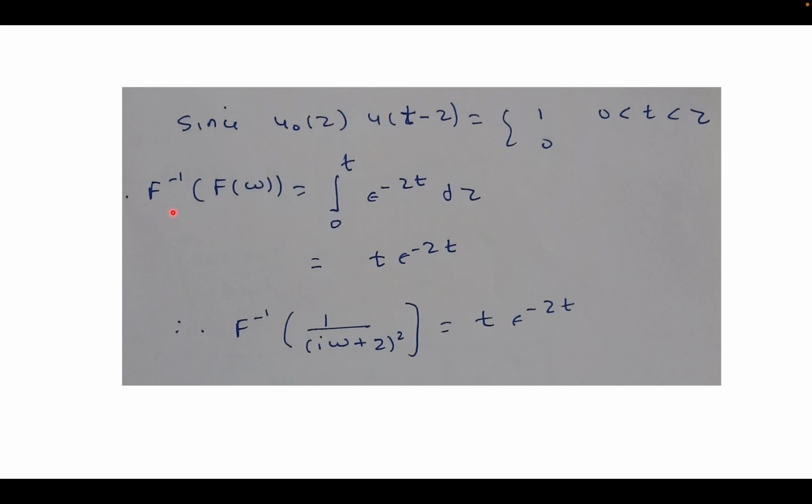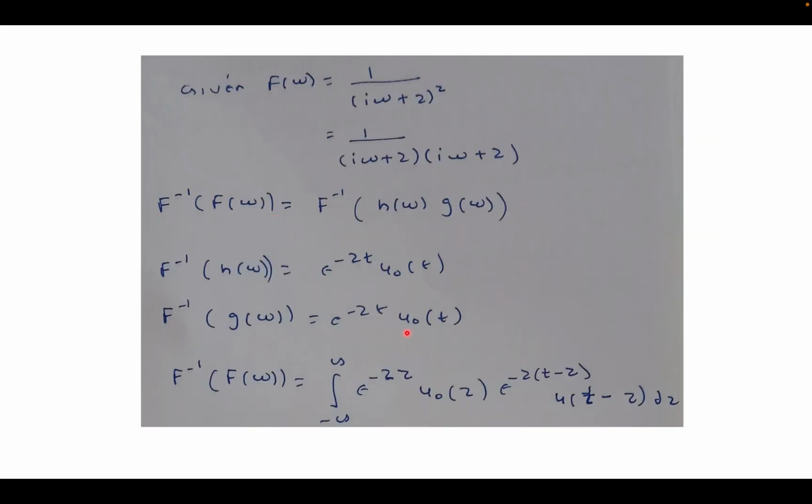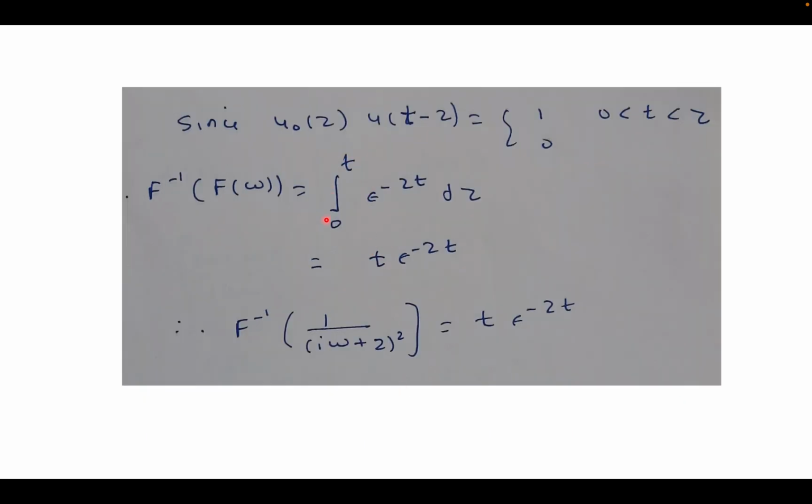Now what you can do, you can write it as f inverse of f of omega, and here you know u naught tau times u t minus tau is 1 for the interval 0 to t. Then e power minus 2 tau and e power 2 tau will cancel each other, and you will be left with e power minus 2t, right? So you have the integration 0 to t e power minus 2t d tau, and the integration of this is nothing but t e power minus 2t, because e power minus 2t is independent of tau, so you will just get tau here, and when you put the limit you will get t times e power minus 2t.